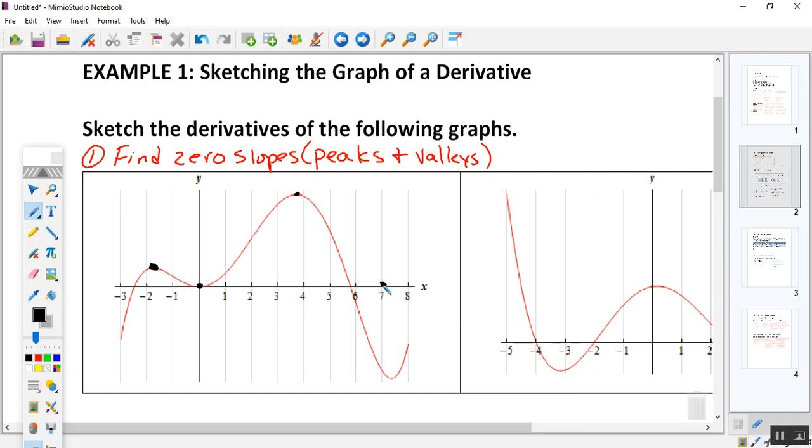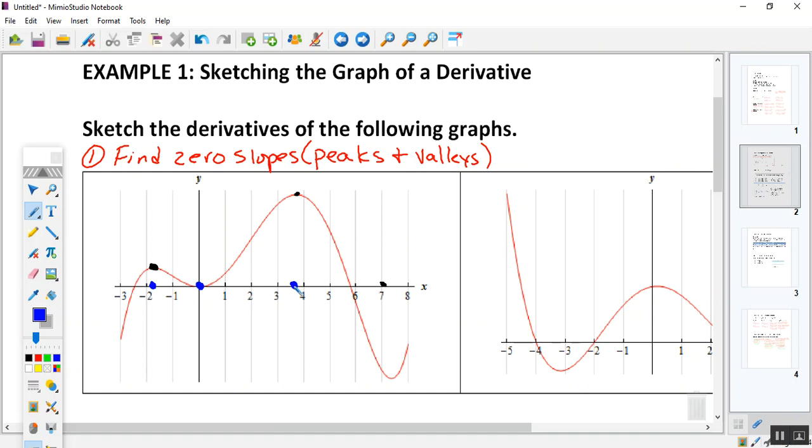But the thing you would need to understand about it is this. Here's what I tell kids to do all the time. Find your peaks and valleys. First thing you're going to do, once you know the slope is zero here, here, here, and here, come down here and plot zero. Okay, plot 0 here. Slope is 0 at this point, right? So plot that right there.